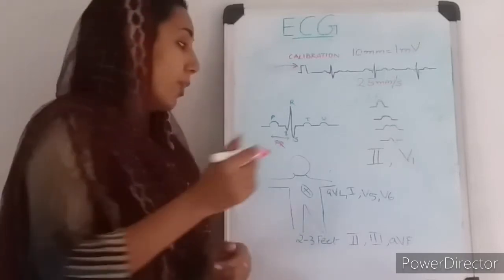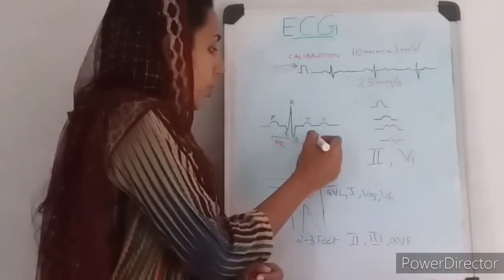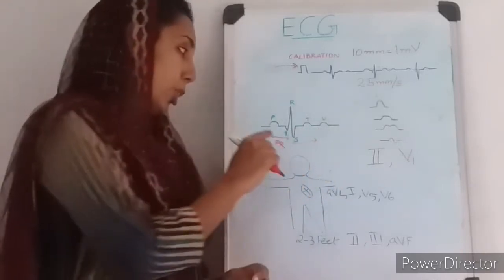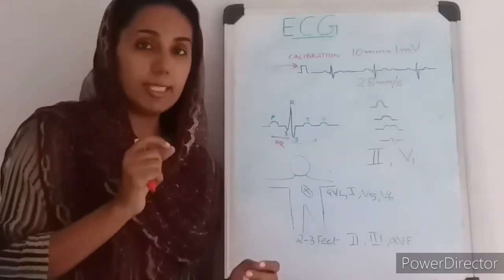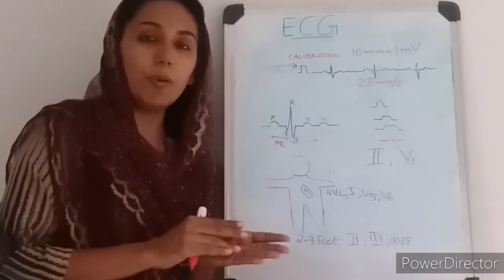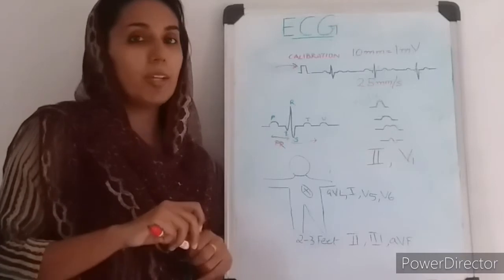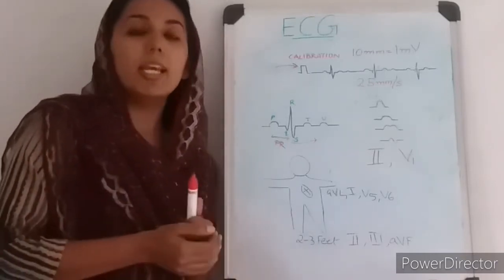We also have one important interval, that is the QT interval, from here to here. That means it includes the QRS complex, then the ST segment and the T wave. So that includes both ventricular depolarization and also the repolarization. So coming to how to interpret an ECG.